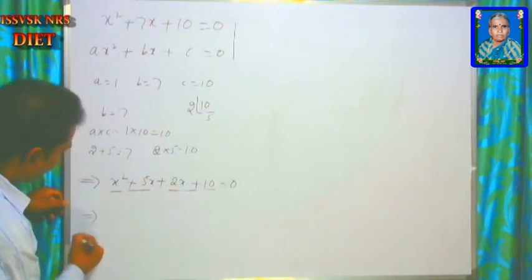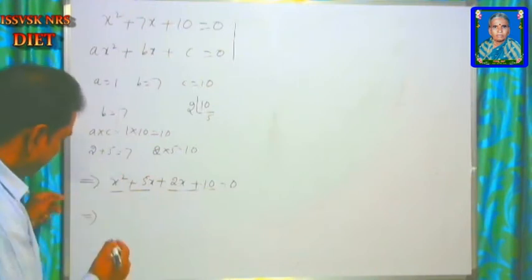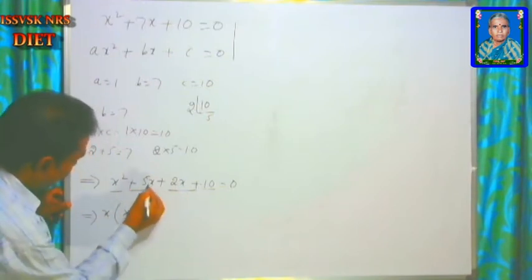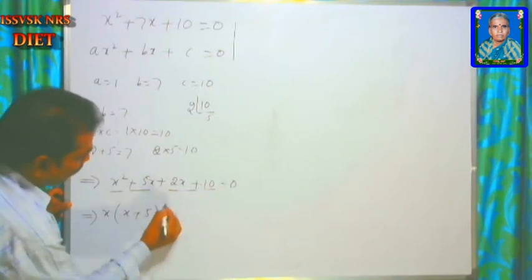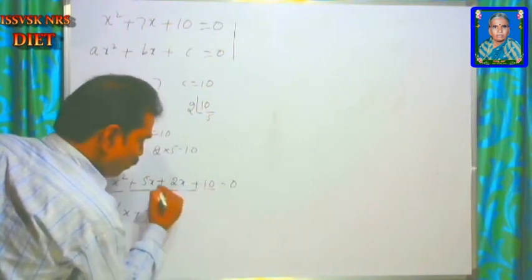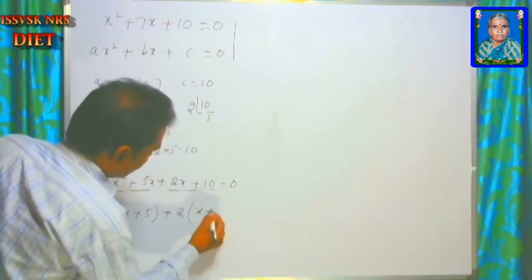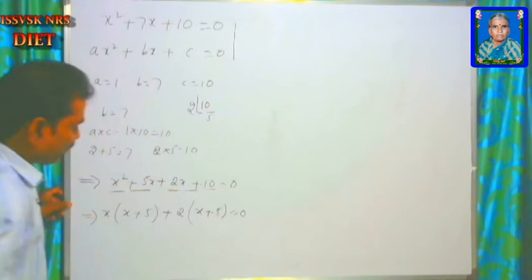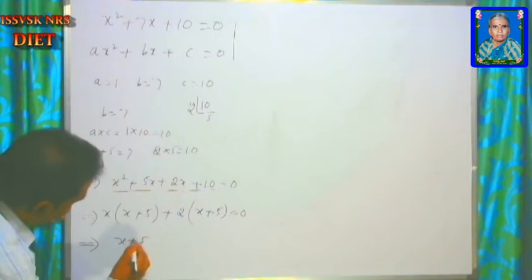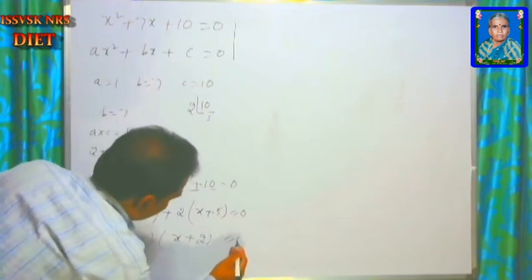Which implies here x is common. Take x as common. x into x square by x is x plus 5x by x is 5. Write plus here. Here in 2x plus 10, take 2 as common. 2x by 2 is x plus 10 by 2 is 5 is equal to 0. Which implies x plus 5 into x plus 2 is equal to 0.